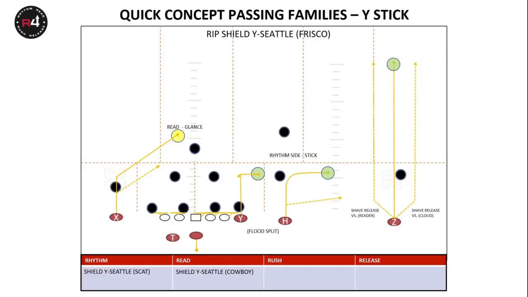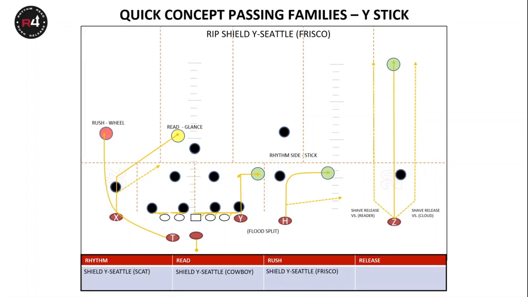The next attachment that can be used with Y's stick is the glance wheel combination. We call this Frisco. Frisco is our 2-man fade slant option concept. Any term that ends in O tells the running back to run a wheel from the backfield. This is beneficial when defenses are playing man coverage across the field or to the boundary side. The quarterback will rhythm the stick side, read the glance, and rush the wheel.